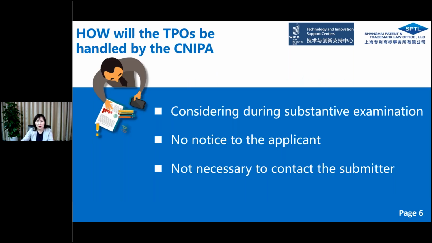Then, how will the observation be handled by the CNIPA? The guidelines stipulate that the third-party observation should be put into the patent file wrapper for consideration during the substantive examination. But if the third-party observation is received after the examiner has issued a notification to grant the patent right, the examiner will not consider the observation.